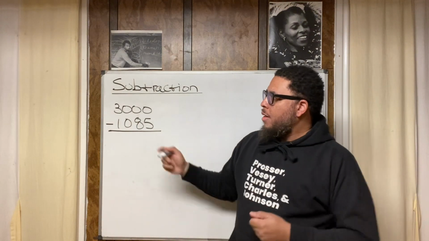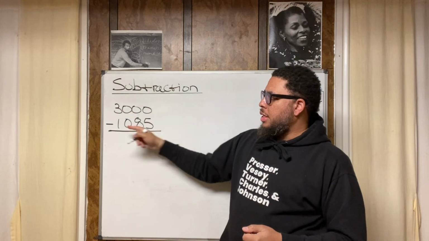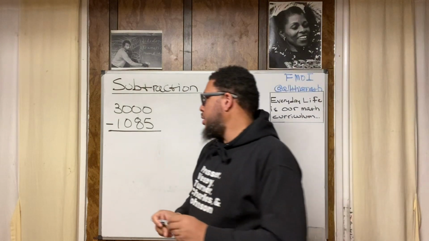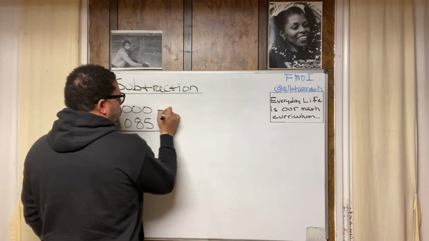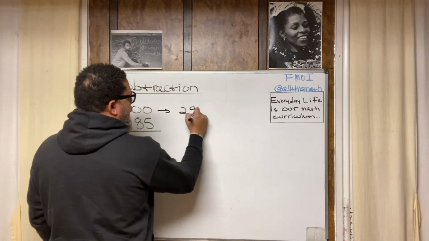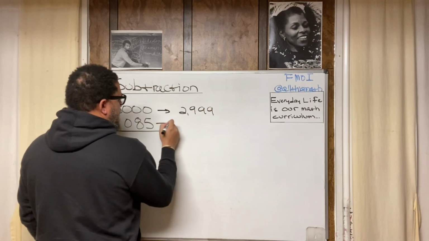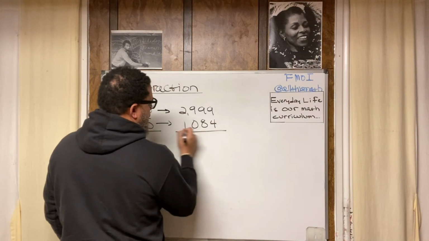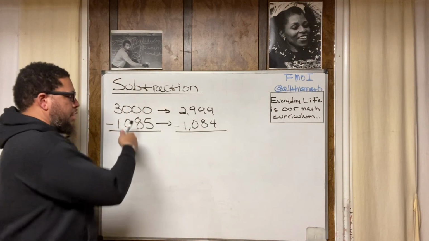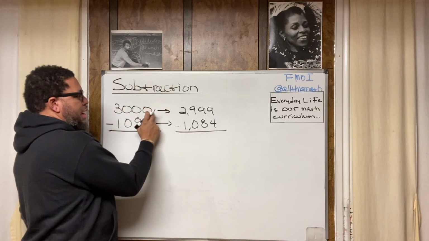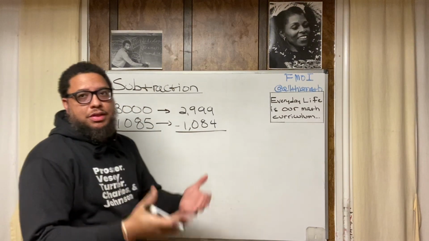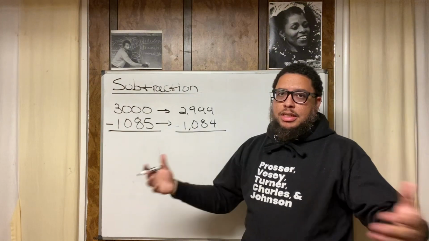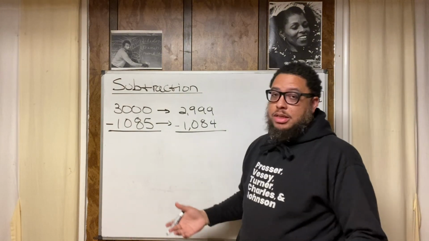So dig this. What if I subtracted 1 from 3,000 and then subtracted 1 from 1,085? And then I subtracted those two numbers. What I mean is this. What if this becomes 2,999? And then this becomes 1,084. See what happened? I reduced this by 1 and I reduced this by 1. So I'm going to have the same difference. It's going to be the same difference as we would have between these two numbers. But it's just that the mathematics is going to be easier, because now there's nothing to regroup.